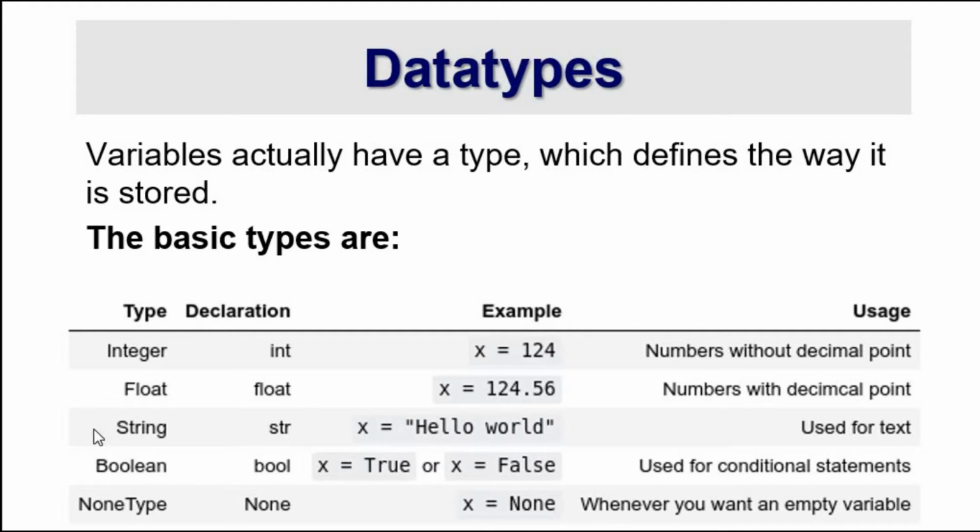Then we have a string, and we declare it by using the keyword str. So x is equals to "hello world". Anything which is enclosed in double quotation marks is called a string, and it's used for text.